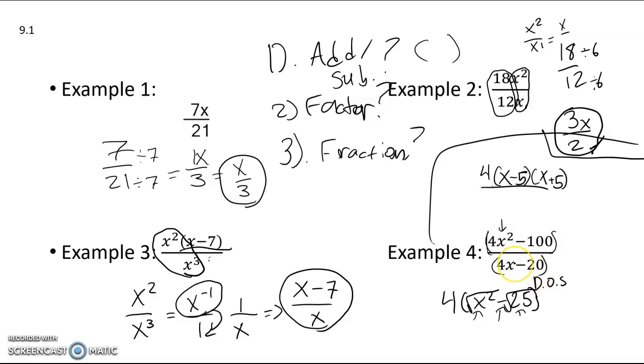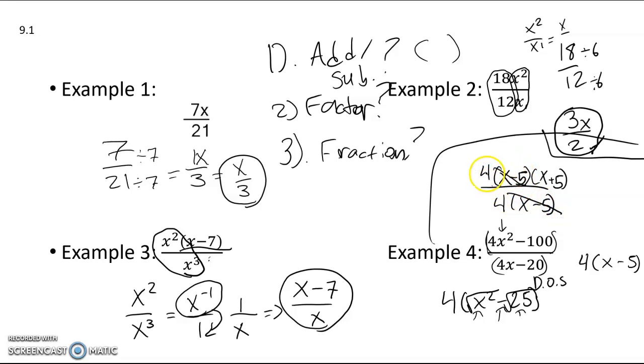Now for the bottom one, I've got 4x minus 20. I can take a 4 out of that, and I'm left with x. Negative 20 divided by 4 is just negative 5. So I'm left with 4 and x minus 5. And if I look, hey, look at this. I've got a parenthesis of x minus 5 up top, and I have a parenthesis of x minus 5 on the bottom.